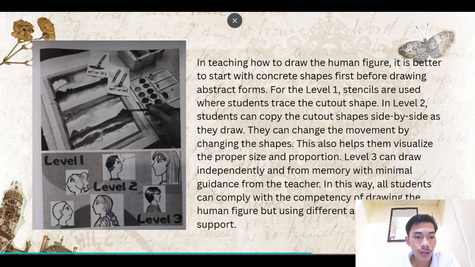So the goal of differentiation is to help them develop love for learning, improve their confidence and skills, and enjoy whatever they are doing. In that way, they gain enough knowledge so that they have love for what they do.